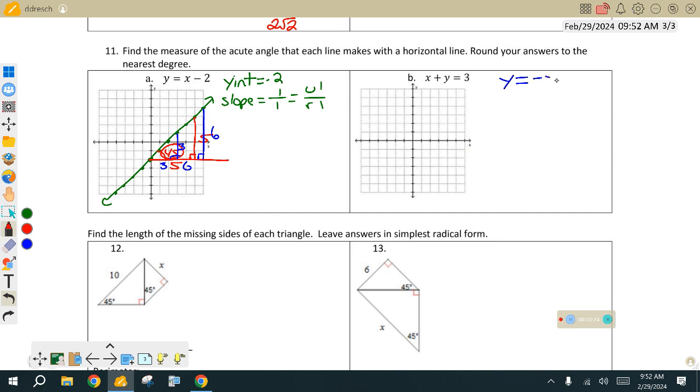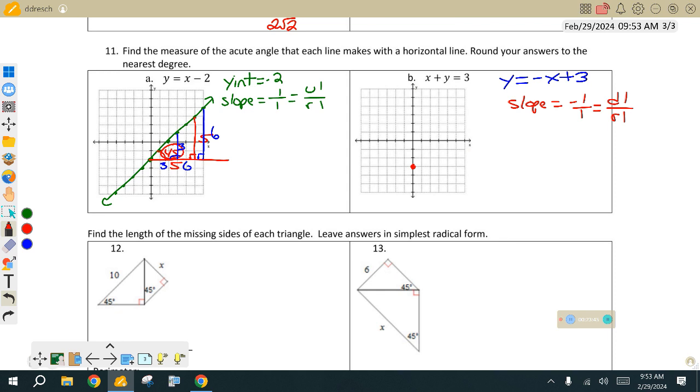Negative x. Thank you. Negative x. What's my y-intercept then? Positive 3. And what's my slope then? Negative 1, 1, which means what? Down 1 and right 1.